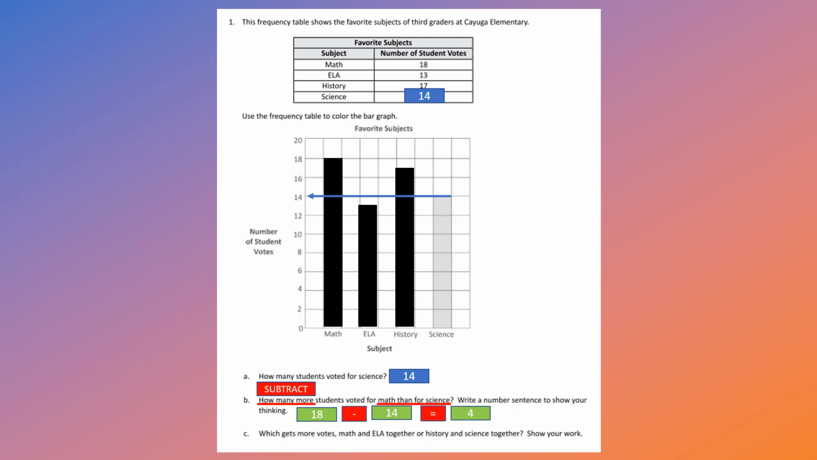Let's look at C. C says, which gets more votes? Math and ELA together or history and science together? Which gets more votes? Math and ELA together. See how they said math and ELA together? So that means the first thing I need to do is add math and ELA. I'm going to underline math and ELA together because that means you're putting them together. And I'm going to write the word add there.